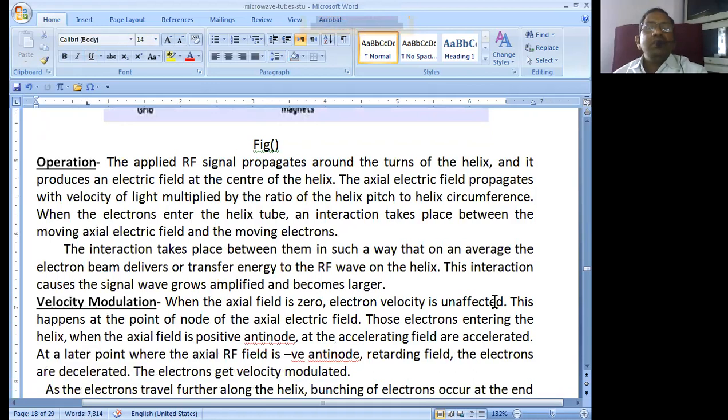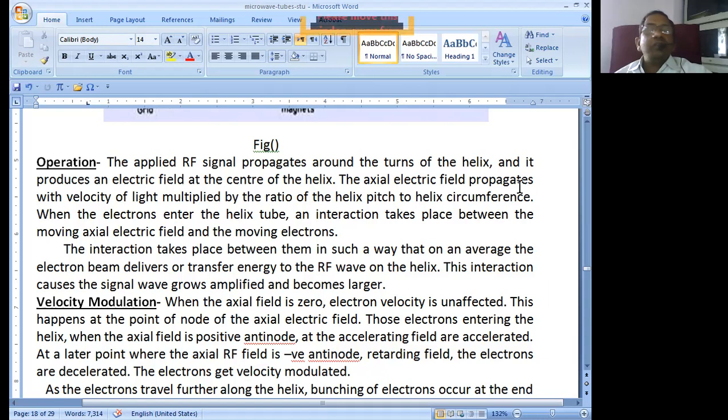So now, what is the operation? The operation is pretty simple here. The applied RF voltage propagates along the turns of the helix. The RF signal which you are supplying at the input is going to propagate along the turns of the helix. So along the helix, it is traveling. The helix is something like a circular kind of fashion, and it produces an electric field at the center of the helix. Like that, we have to make the arrangement. The electric field should be produced at the center of the helix because of the interaction of these two.